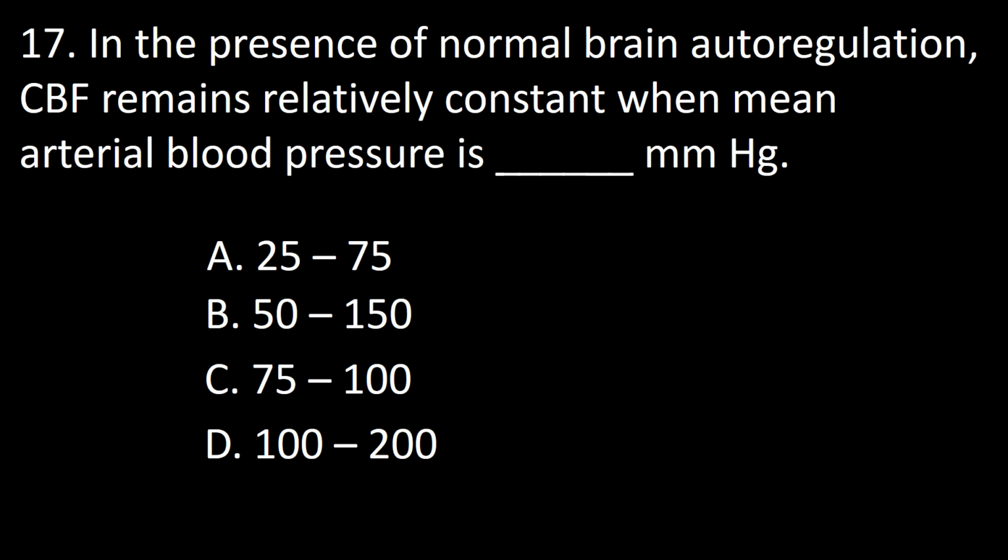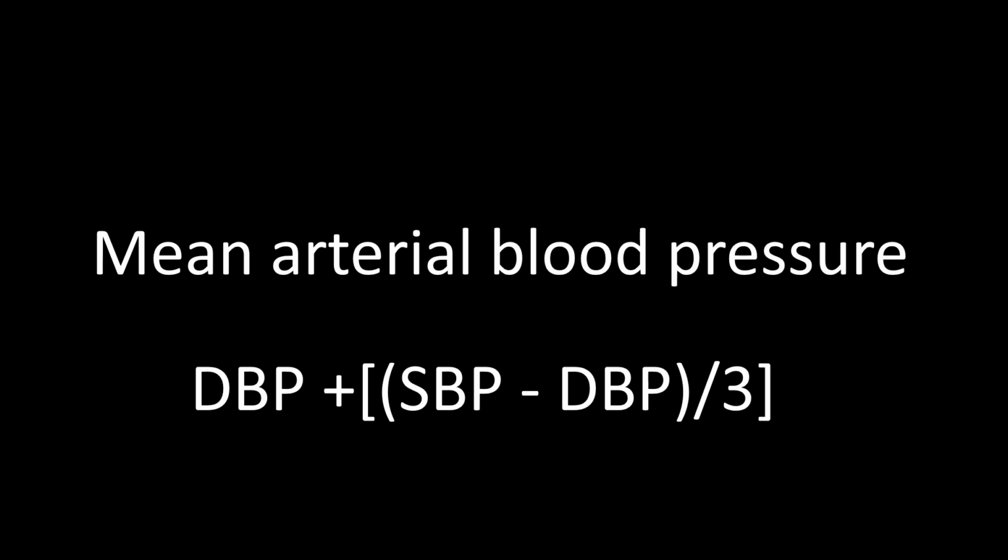Next question. In the presence of normal brain autoregulation, cerebral blood flow remains relatively constant when mean arterial blood pressure is dash millimeters of mercury. A. 25 to 75, B. 50 to 150, C. 75 to 100, D. 100 to 200. The mean arterial blood pressure can be estimated by subtracting from the systolic blood pressure the diastolic blood pressure and dividing the result by 3. Then adding the result of this division to the diastolic blood pressure.